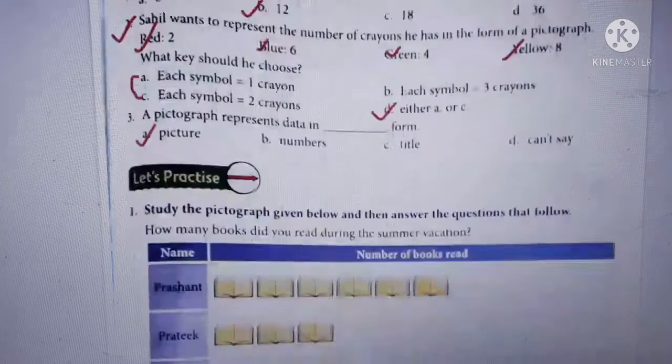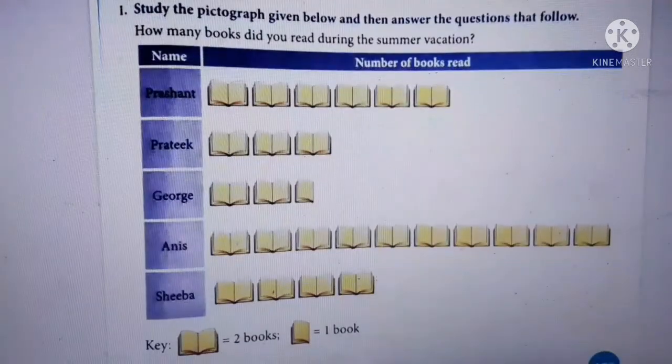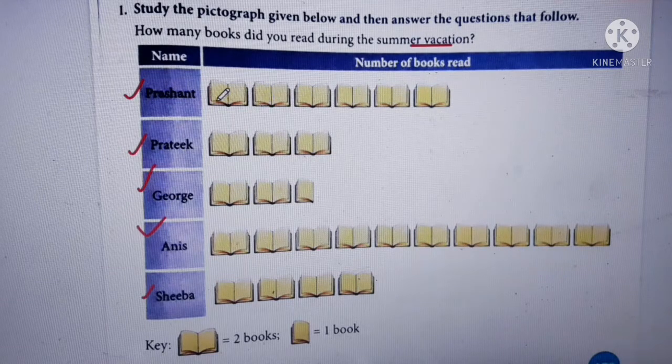The next one, let's practice. Study the pictograph given below and then answer the questions that follow. What is the title? How many books did you read during summer vacation? Okay, and you can see the labels are here: Prashant, Pratik, George, Anis, Shiba. So these are the students who read books during summer vacation, and let's see how many books did they read.